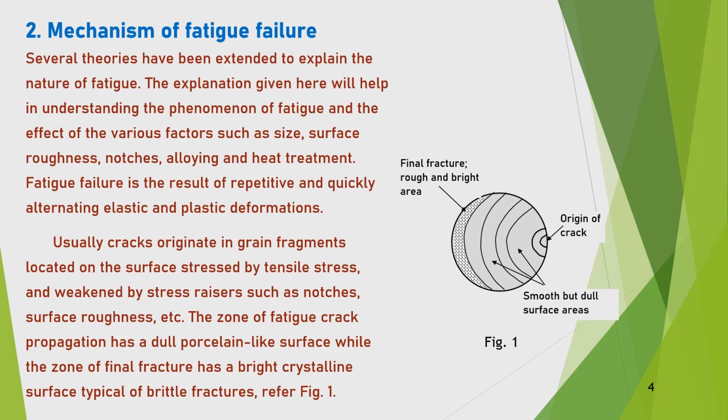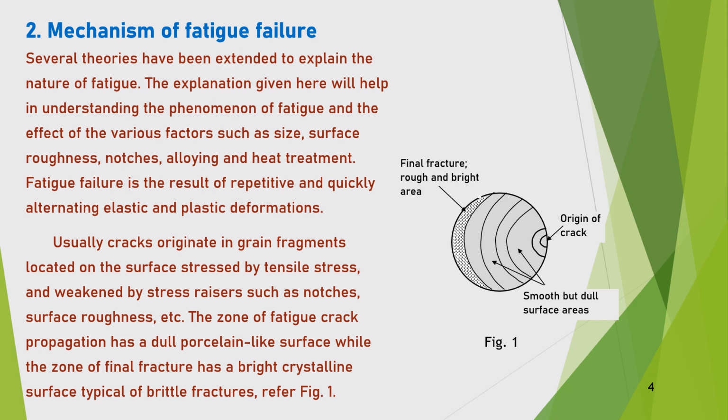Here, the mechanism of fatigue failure is presented in brief. For greater details, the students can refer to advanced texts on this topic. Several theories have been extended to explain the nature of fatigue. The explanation given here will help in understanding the phenomenon of fatigue and the effect of the various factors such as size, surface roughness, notches, alloying and heat treatment. Fatigue failure is the result of repetitive and quickly alternating elastic and plastic deformations.